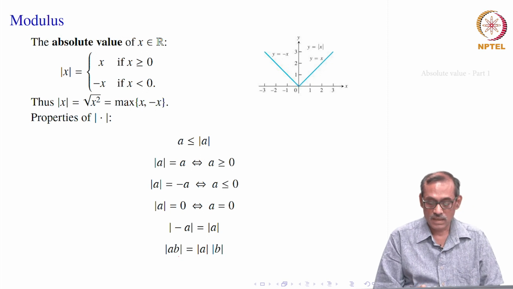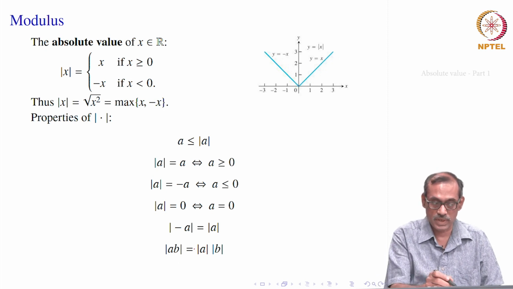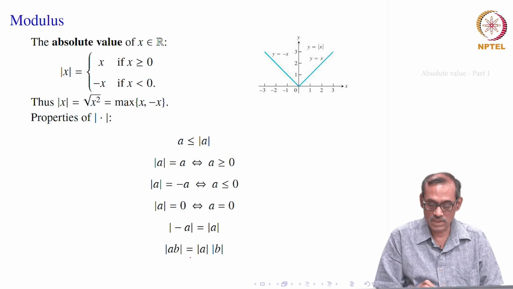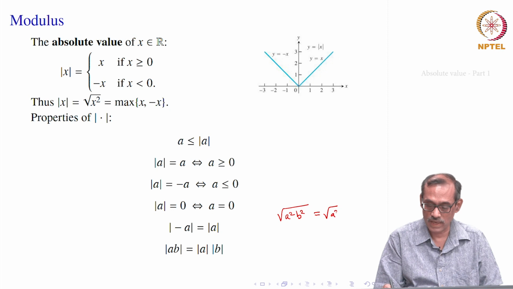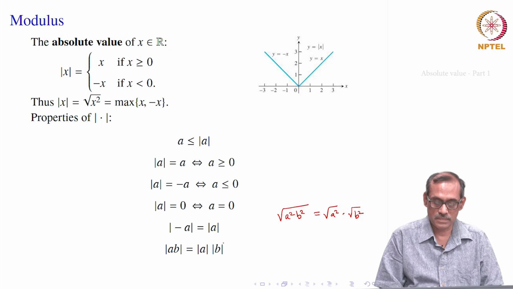Well, how does it fare with the multiplication? If you take A times B and take its absolute value, it will be equal to mod A into mod B. This is not very quick from this, but if you take the square root, it will be easier to see, because mod AB will be equal to square root of A square B square, and that you can write as square root of A square into square root of B square, which gives you the right side.